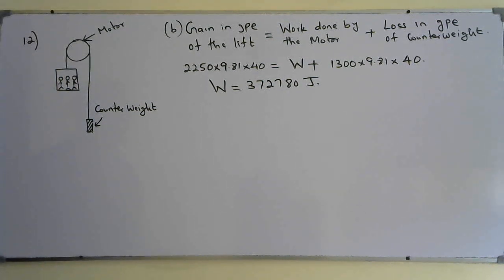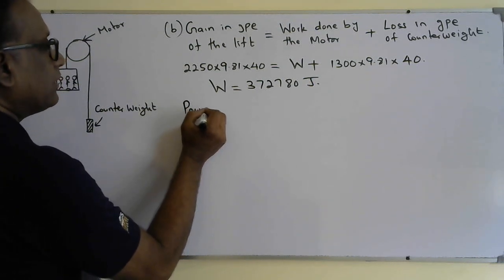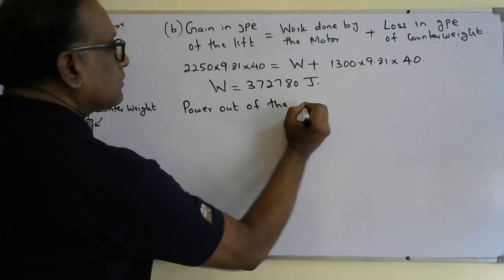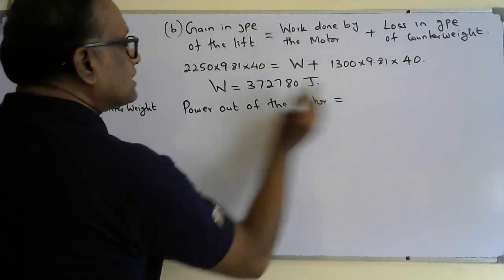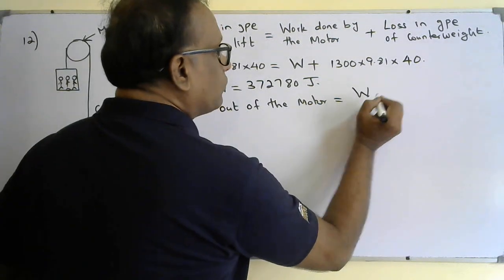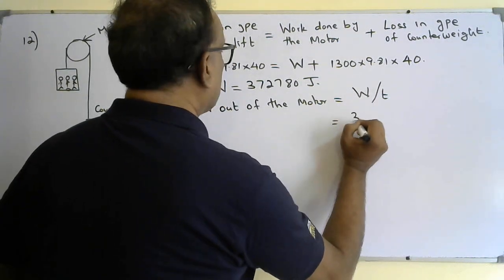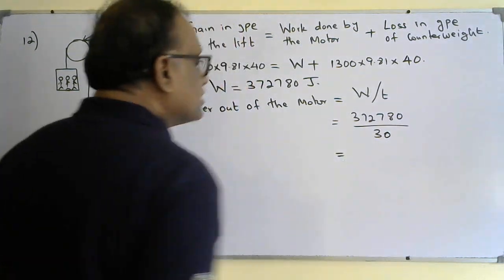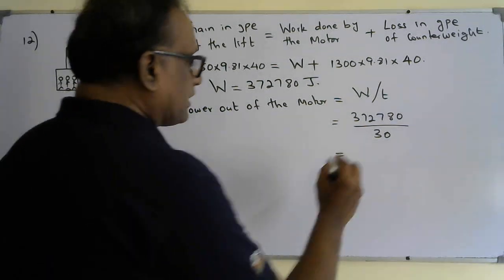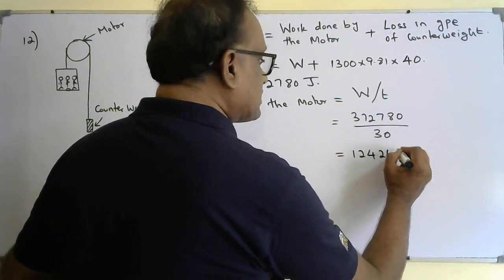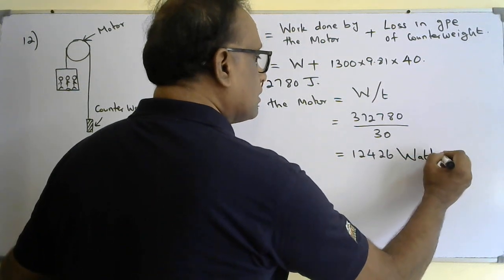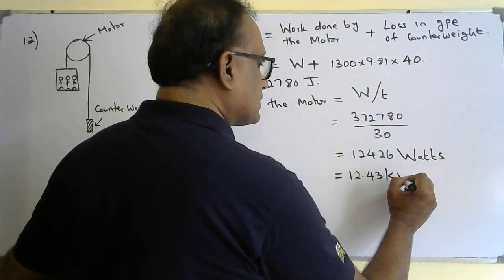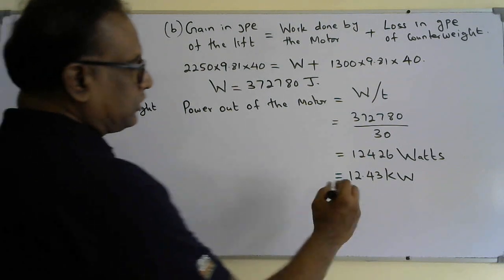So output power of the motor. Power output means work done over time. So 372,780 divided by time, which is 30 seconds. Solve it, you will get 12,426 watts. So that is 12.43 kilowatts. So they have to show approximately 12 kilowatts.